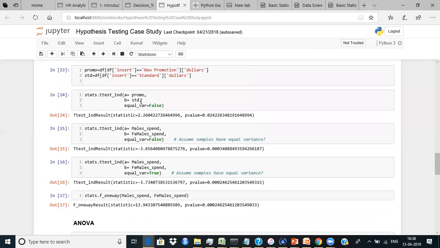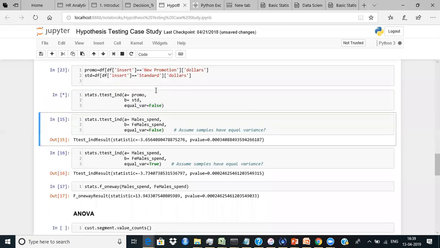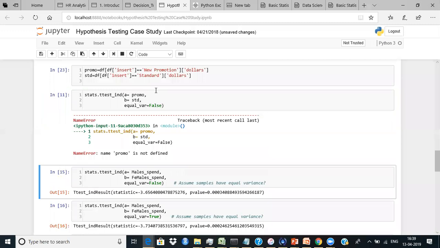Now here also you need to give two things, A and B, right? And there is an option called equal variance. Always keep it as false. I'll tell you what this means. Always keep it as false. Now, if you run this, you get two things as output.